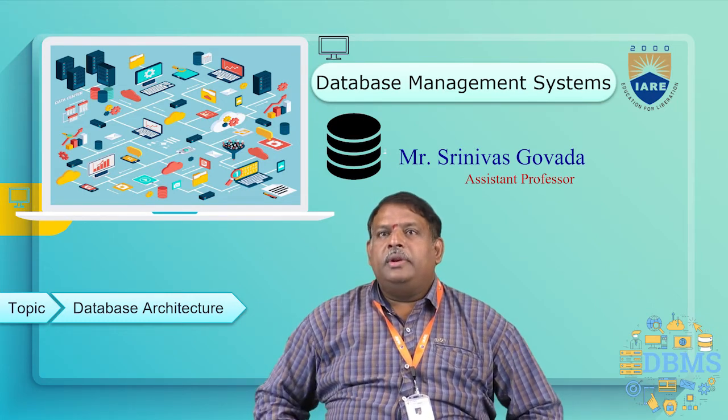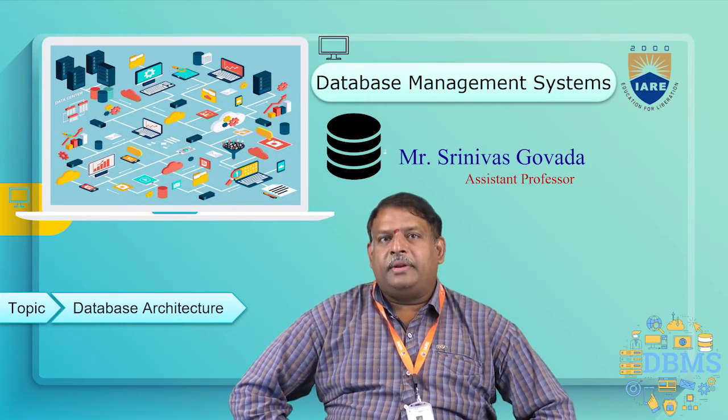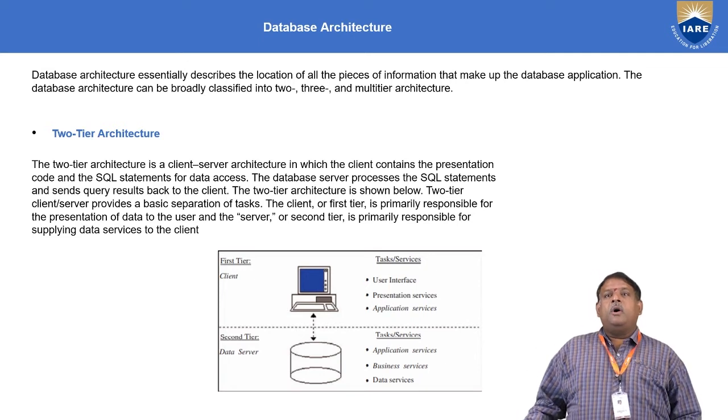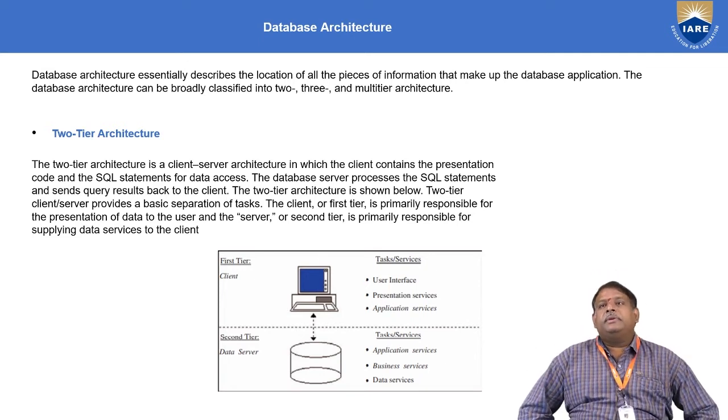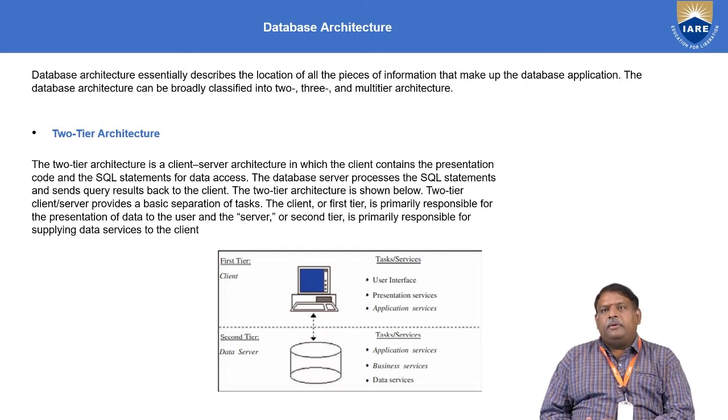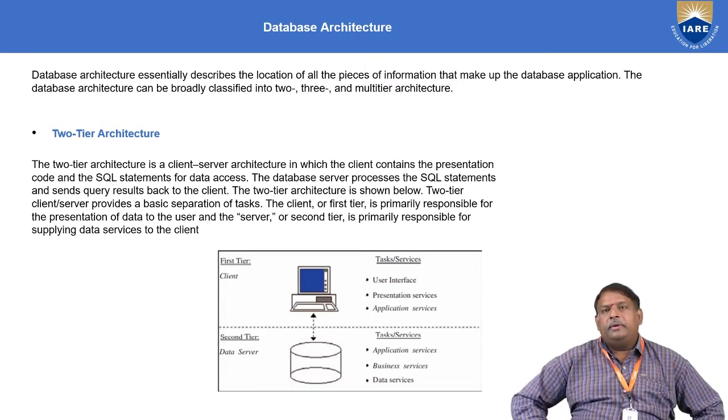In this topic, we will discuss the database architecture. Database architecture essentially describes the location of all the pieces of information that make up a database application. The database structure can be broadly classified into 2-tier, 3-tier, and multi-tier architecture. Your database application will have a front end and a database server.